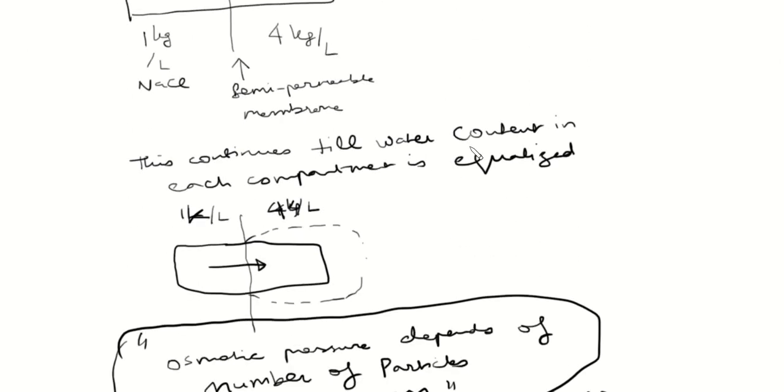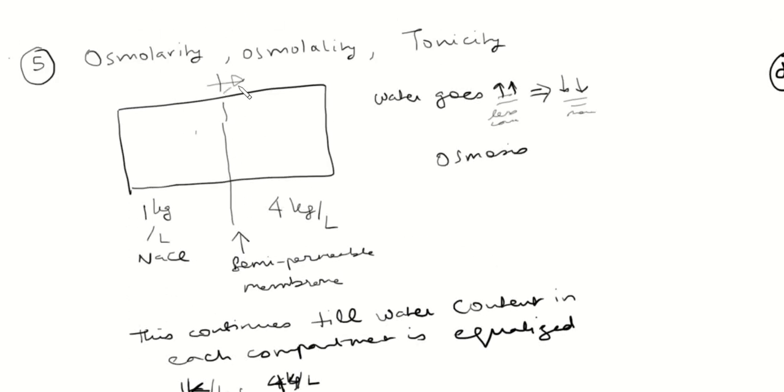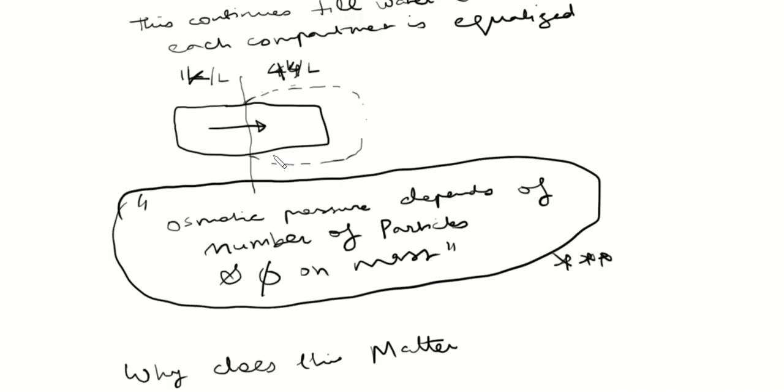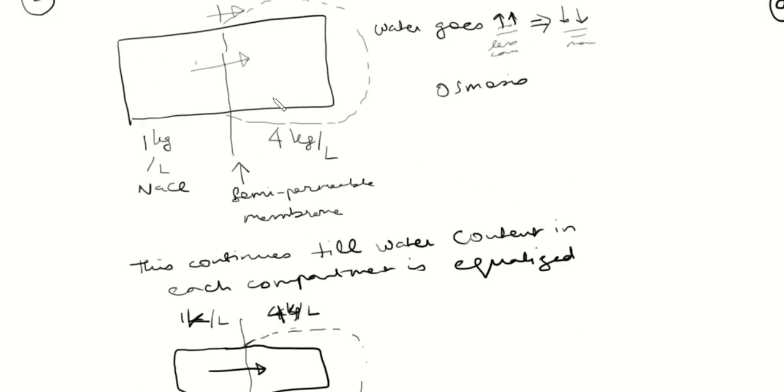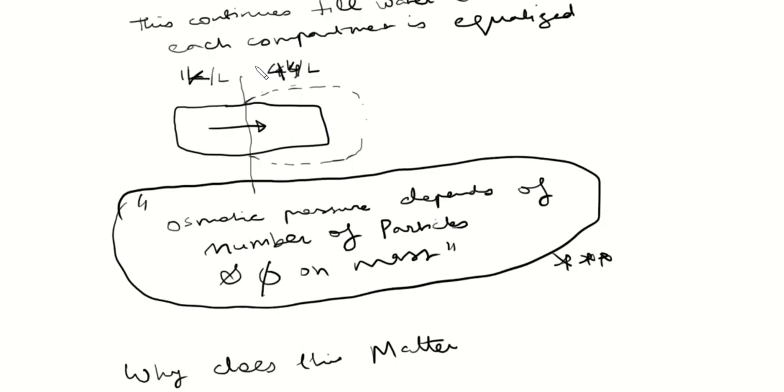And this continues till the water content in each compartment is equalized. So you see here that water compartment now expands. Why? Because there's more water that goes in from here to here. Okay. And this pressure that moves the water from here to here is pressure of water. Okay. And it's called osmotic pressure, right? Because something is pushing this fluid from this compartment to this compartment.